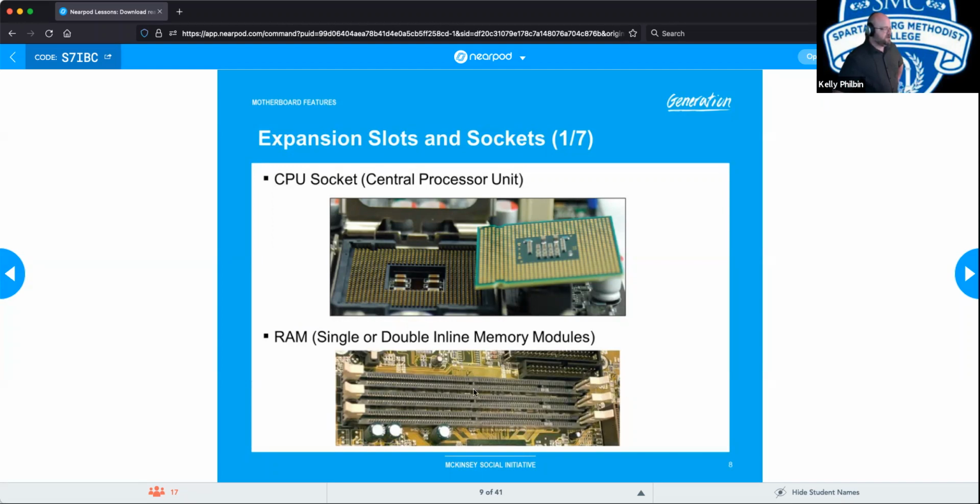This particular one is single channel, and I know this because it's not an even number. There's only 3 RAM slots, so they're not going to operate in pairs. All right. Any questions so far on that?